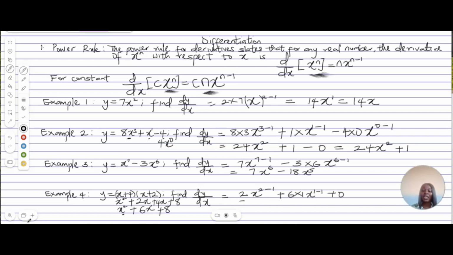So my final answer here now becomes what? 2x, right? 2 minus 1 is 1. Then plus 1 minus 1 is 0. So this is 6x to the power of 0. So that simply, x to the power of 0 is 1. That simply gives us what? 2x plus what? 6. And that's our final answer.